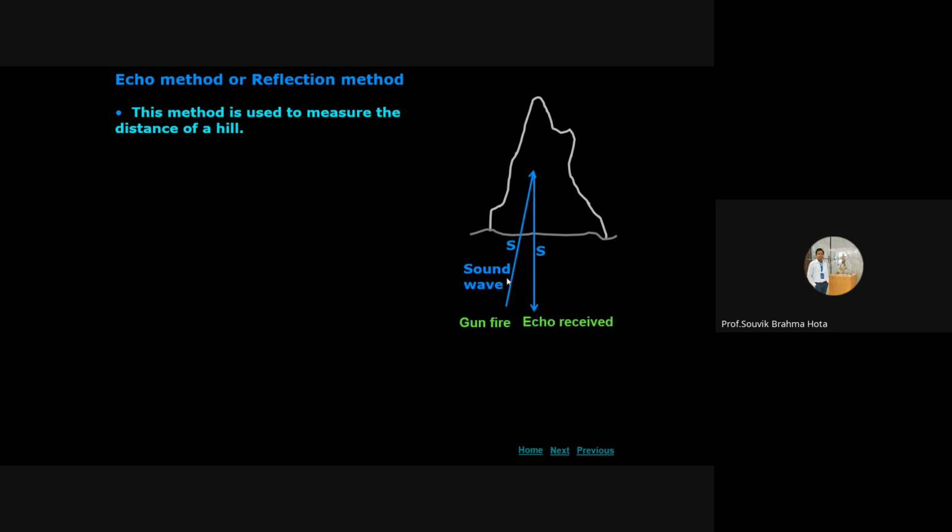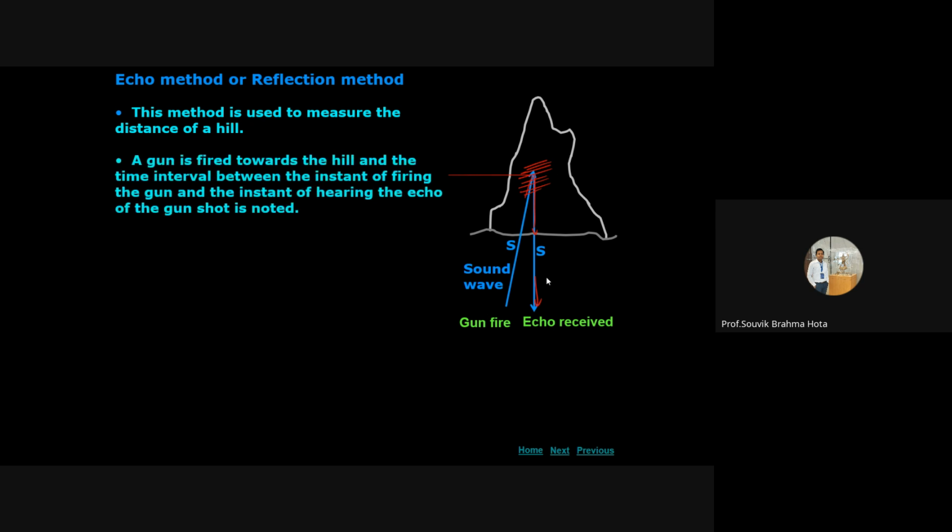If we fire a gun and the sound is reflected back, it approaches the hill. This is the surface of the hill. On the surface, it gets reflected back and is received by the echo receiver. So the gun is fired towards the hill, and the time between the instant of firing the gun and the instant of hearing the echo of the gunshot is noted.